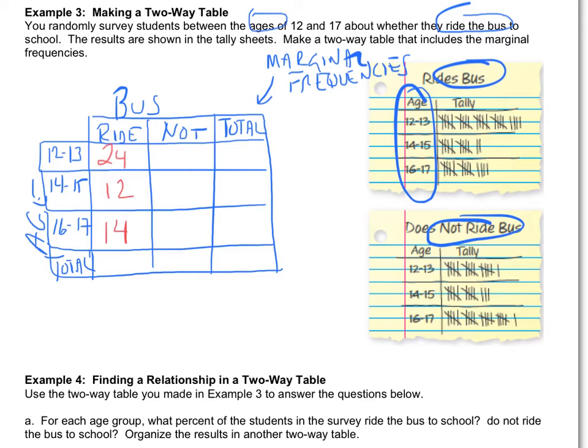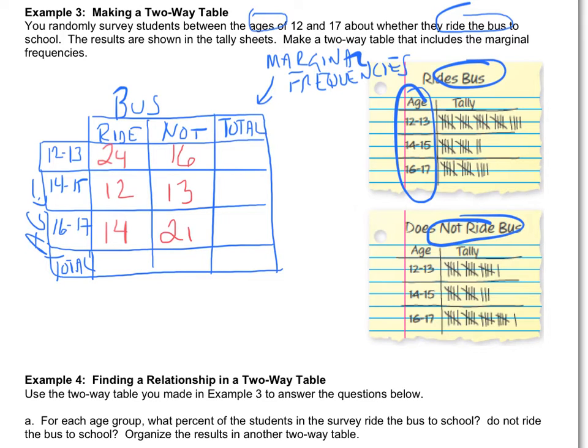And then we would follow the same idea down here on the next one. So doesn't ride the bus, we would say the 12 to 13s, there are 16. The next one down, the 14 to 15-year-olds, there is 13. And in the last one, there is 21.